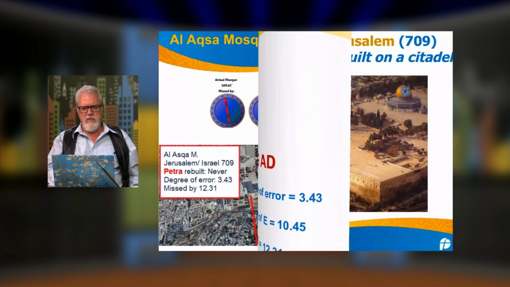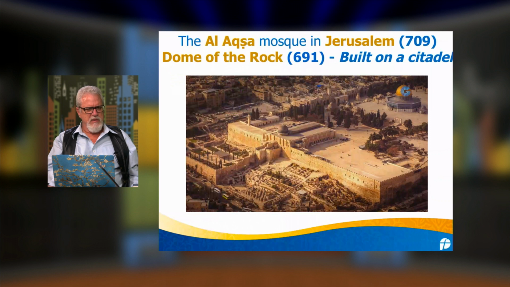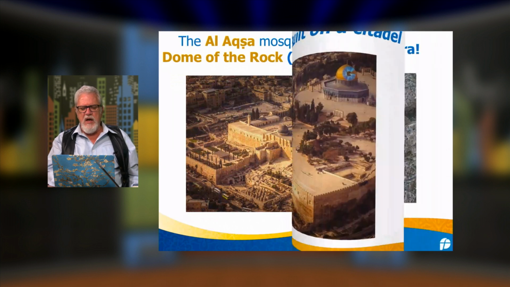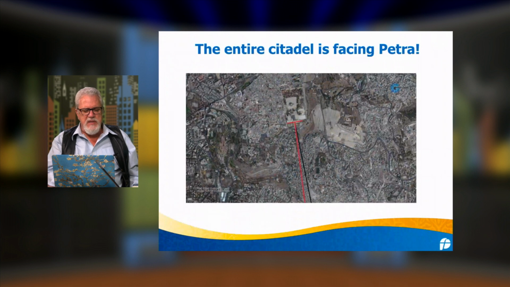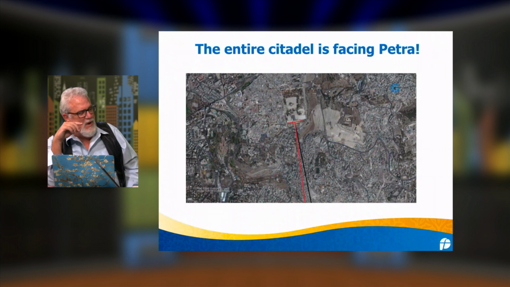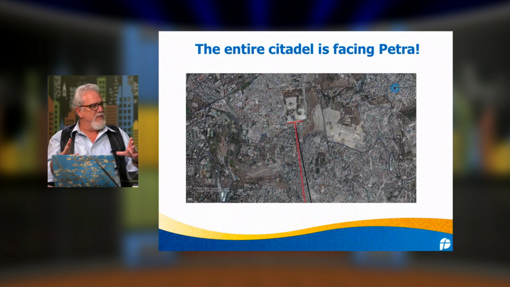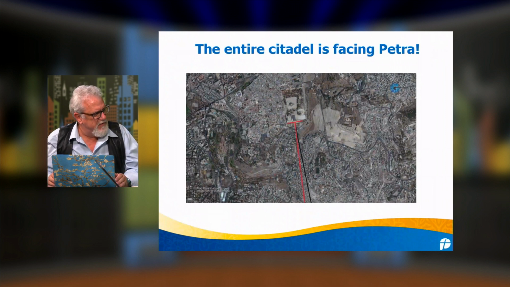Dome of the Rock is built in 691 or 690. Al-Aqsa Mosque is built in 709. But they're all built on the same citadel. And when you look at the citadel from the air, you will see that not only is the Dome of the Rock, but the entire citadel, including Al-Aqsa, facing Petra. So if you really want to be technical about it, the Dome of the Rock does have a Qibla. The citadel it's built on was facing in one direction, and you can only see this from looking down from above.